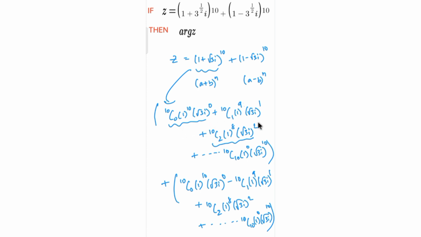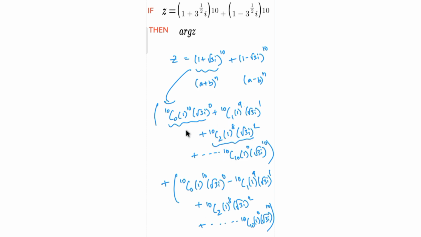So what can we identify from this is the root 3 i. The term which consists of even powers of root 3 i results in a real number. So this is (root 3 i) whole power 0. So this is an even power. That means the whole result is a real number. And this term also, 10C2 into 1 power 8 into (root 3 i) whole square. So (root 3 i) whole square, again it is an even power of root 3 i. So again the result would be a real number.